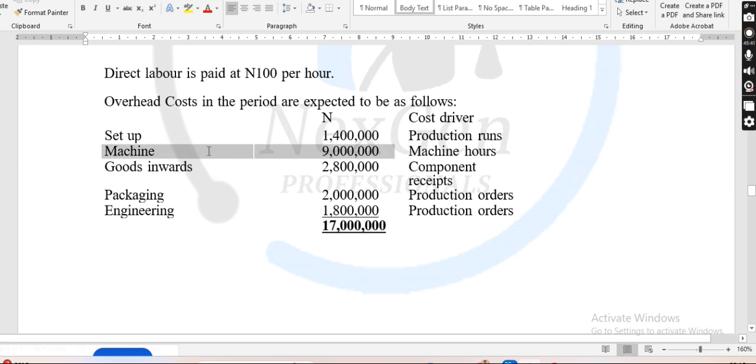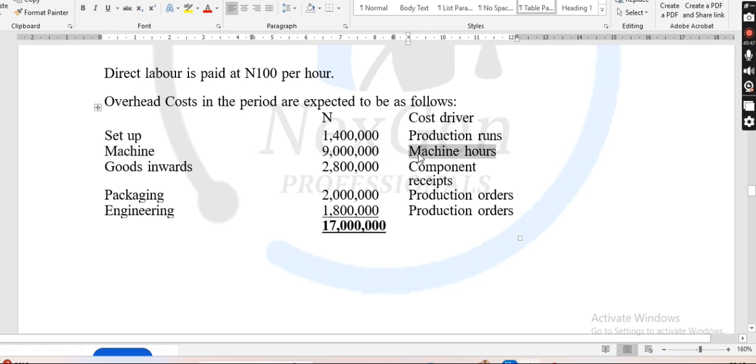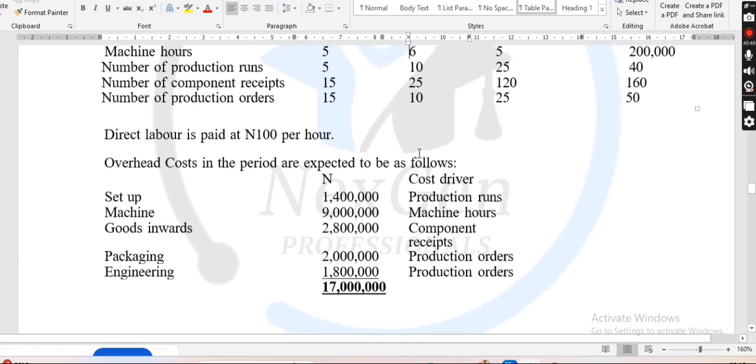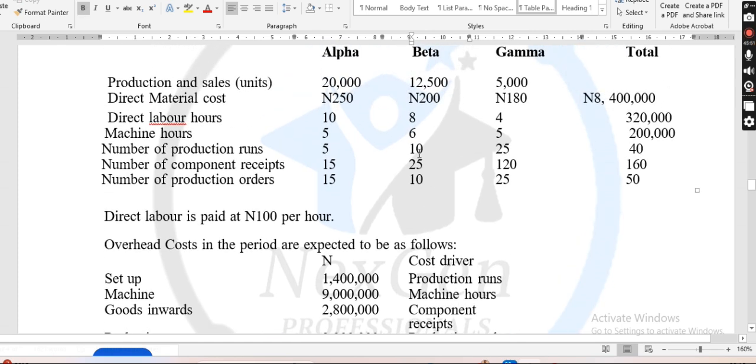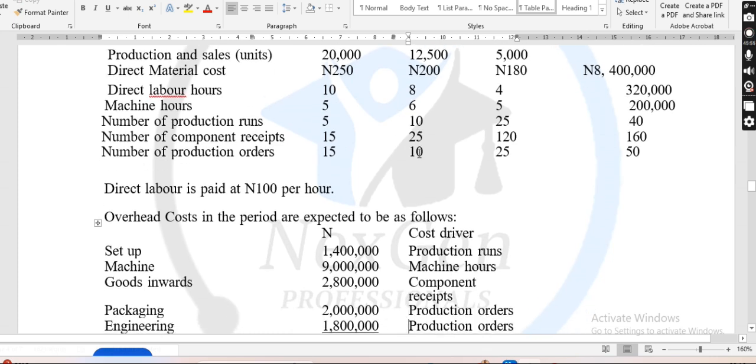So the next cost is machine, and it's based on machine hours. So now let's scroll up. Let's go up. Excuse me, sir, it's 35,000, not 135. Okay, 35. No problem. I will correct it.